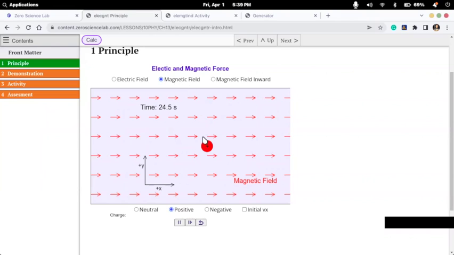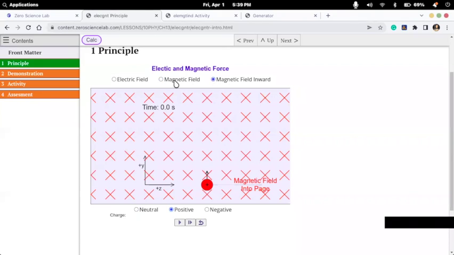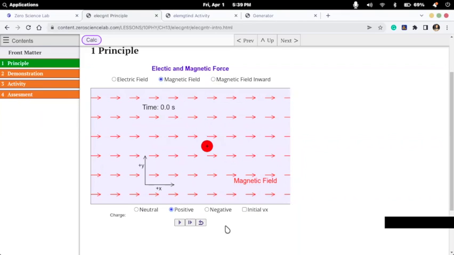Now, this is the charged particle, right? Yes, sir. This is the magnetic field I am applying. Inward means like this, right? So is there any force on the charged particle? Just look for whether there is any movement of it, right? Yes, sir.